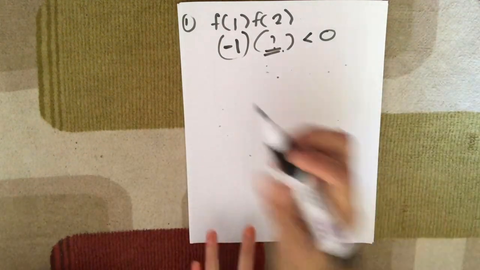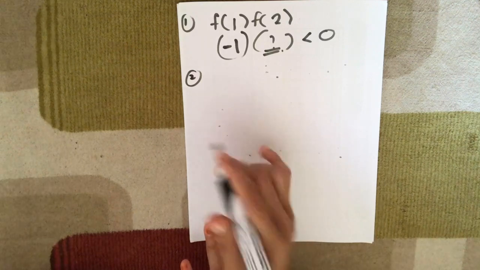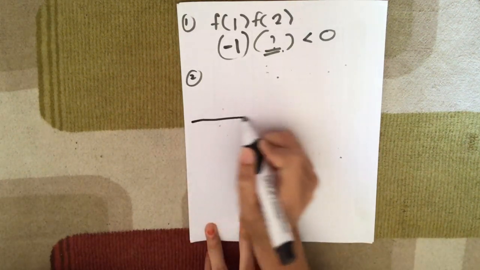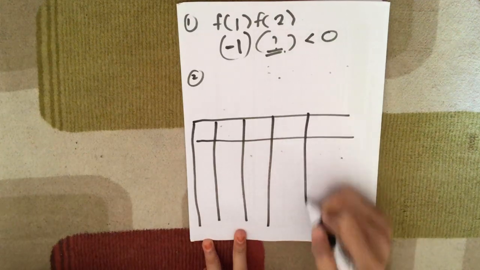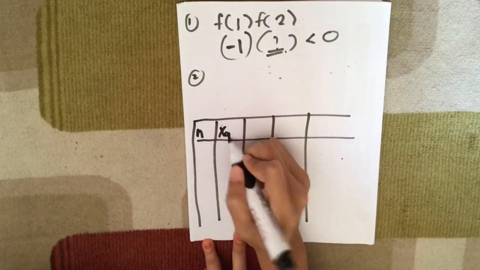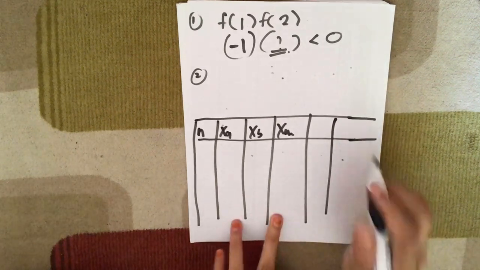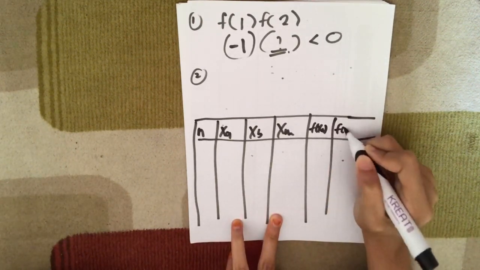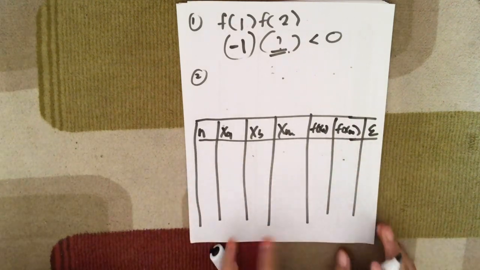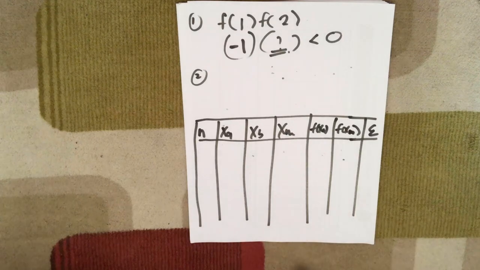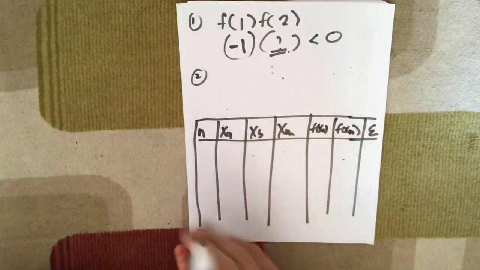Okay, step number 2 is to find your xm. Starting from step 2 and step 3, I suggest you write in terms of a table. You have n here, you have xa, xb, xm, and then, I don't have enough space, you have f(xa), f(xm), and also error. So you have 7 columns. Step 1 you need to show right here, but for step 2 and step 3, you just write in the table.